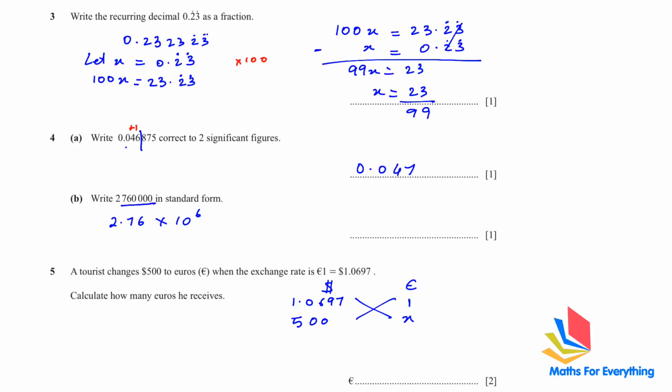We cross multiply. So 1.0697 multiplied by x is equal to 1 multiplied by 500, which is 500. Divide the 500 by 1.0697 and let's see what we get. We will get 467.42. So that question is done.